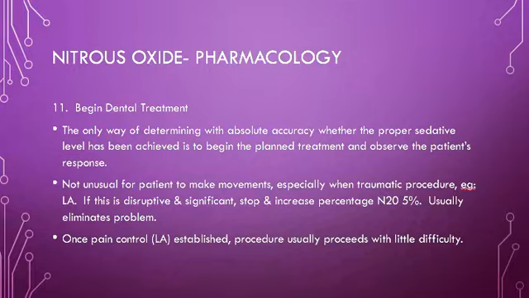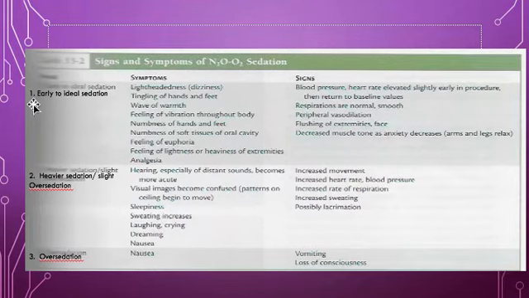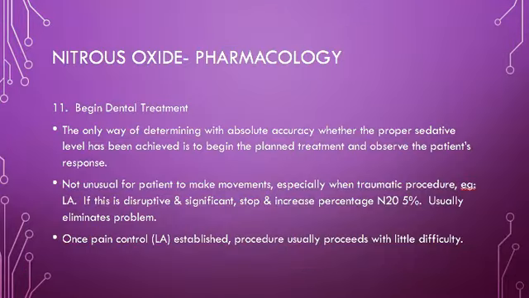So once you've titrated the patient to the right level of nitrous oxide sedation, and they're in that sweet spot of section 1, early to ideal sedation, it's time to begin the dental treatment. And really, the only way of determining with absolute accuracy whether the proper sedative level has been achieved is to begin the planned treatment and observe the patient's response.